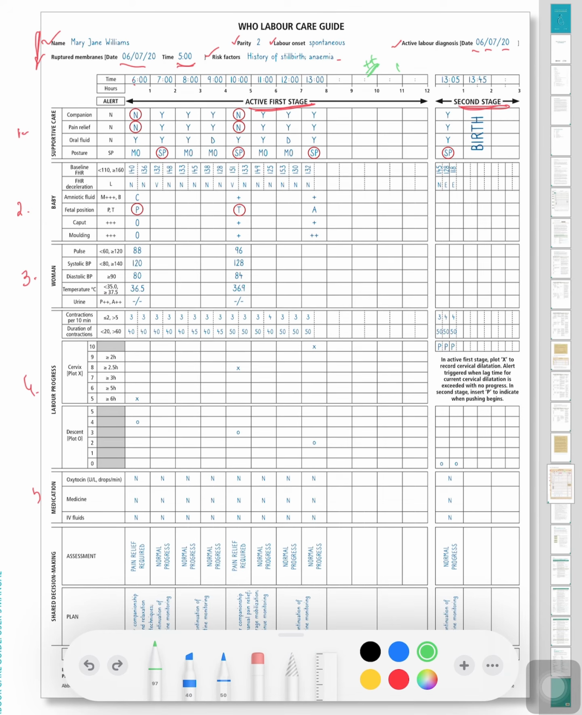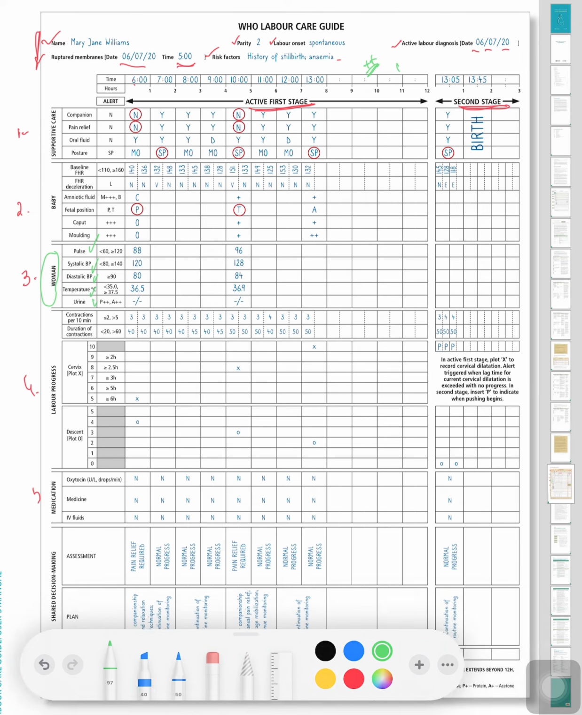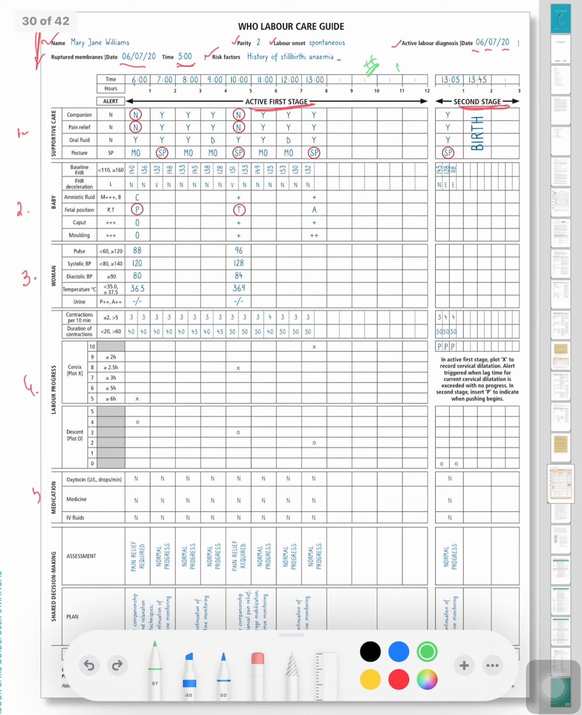So now is the care of the woman. You have to check the pulse of the pregnant lady, the systolic blood pressure, diastolic blood pressure, temperature, and urine. The pulse between 60 to 120 is normal. Systolic blood pressure between 80 to 140 is normal. Diastolic below 90 is normal. Temperature 35 to 37.5 is normal. And urine, if no protein and acetone is present, that is normal. But if in urine you have protein or acetone, that is something to be conscious about and worried about.